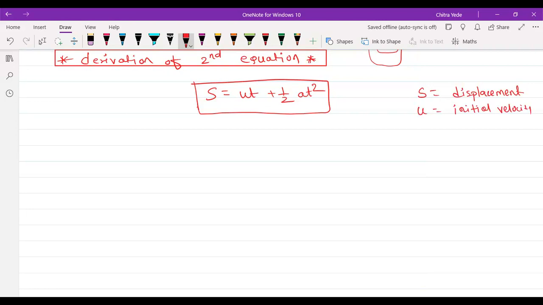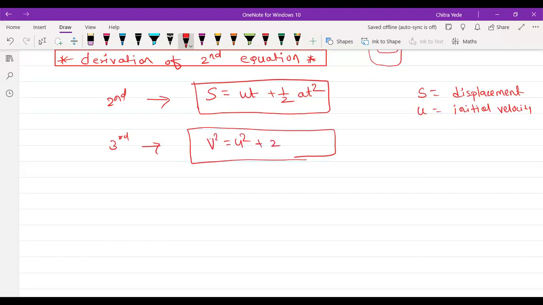Do you have the derivation in your syllabus, or no? I don't think so. Sir, we don't have it, sir. Okay, so you can just remember all the three equations only. I'm going to write the second equation here, and the third here. Third is v square equals to u square plus 2as, and the first equation we just derived is v equals to u plus at. So these are the three equations you have to remember always, because you may be asked to solve numericals based on that.